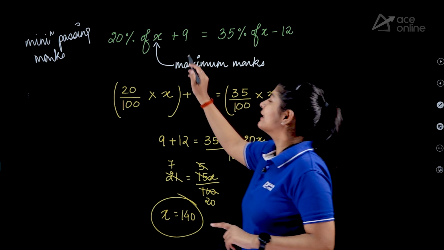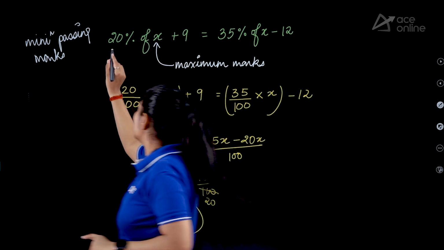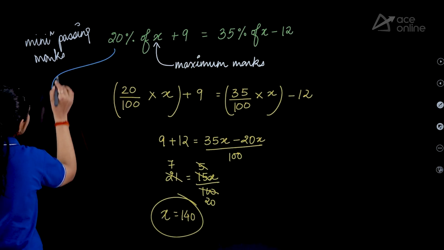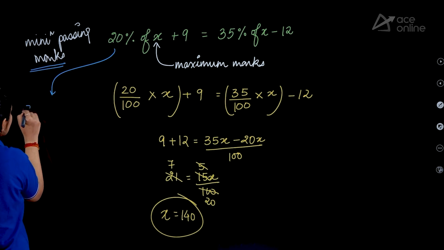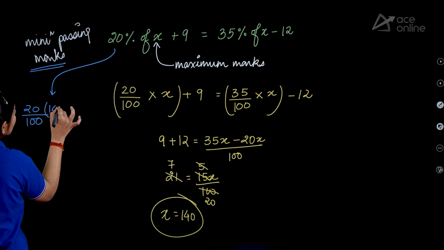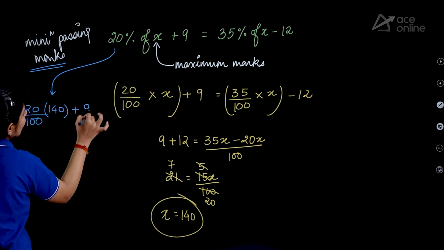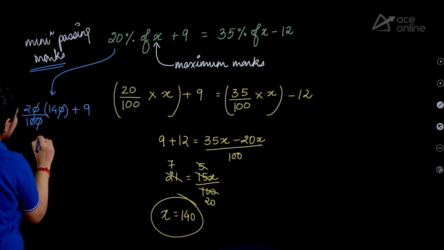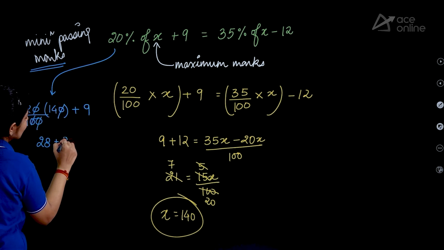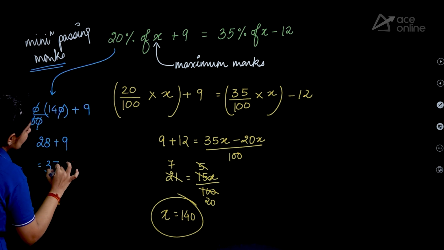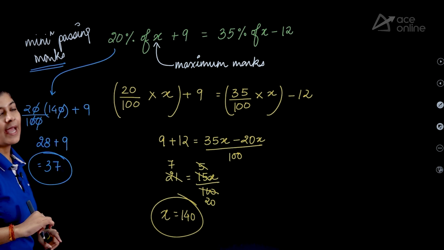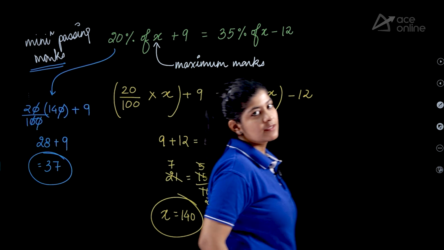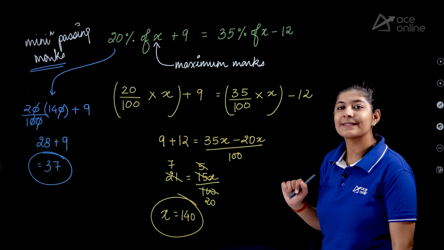So it is quite easy to go with this one. I just simply put the value over here to determine the minimum passing marks. 20/100 into 140 plus 9, right? So these zeros are eliminated. Here we are getting 28 plus 9, and the ultimate answer is 37. This is our minimum passing marks.